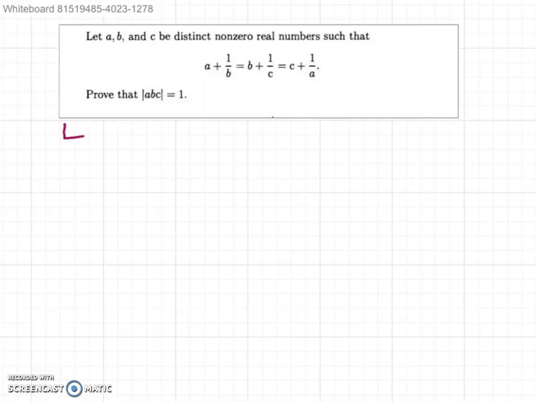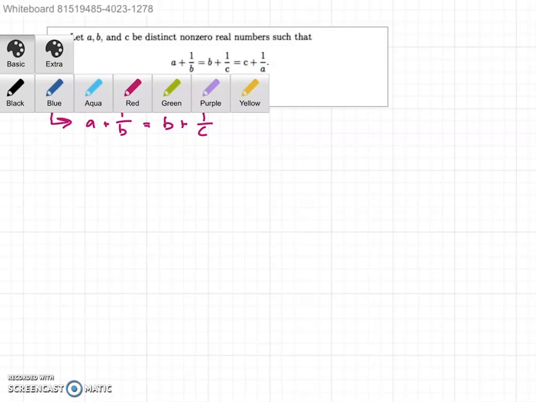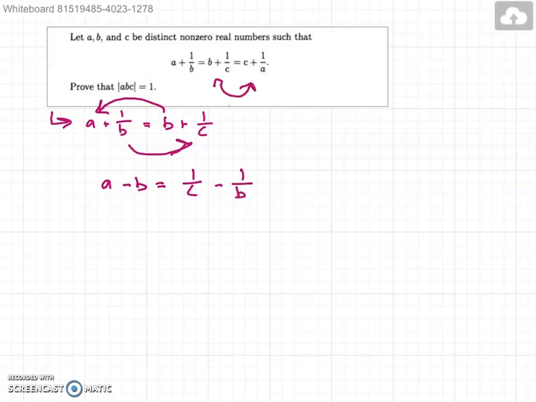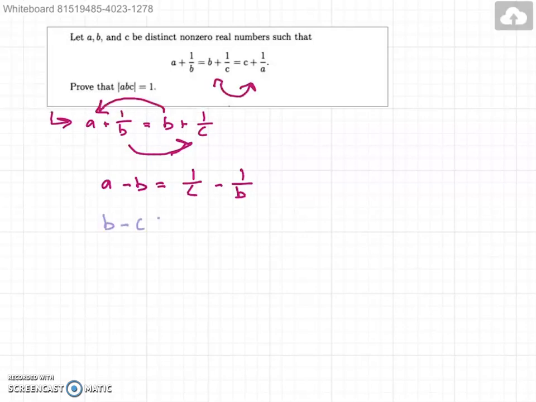Okay, so if I have the equation a plus 1 over b equals b plus 1 over c, if I move the b over to the left hand side and the 1 over b over to the right hand side, we'll get a minus b is equal to 1 over c minus 1 over b. And we can do a similar thing with this equation over here. So we'll have b minus c equals 1 over a minus 1 over c.